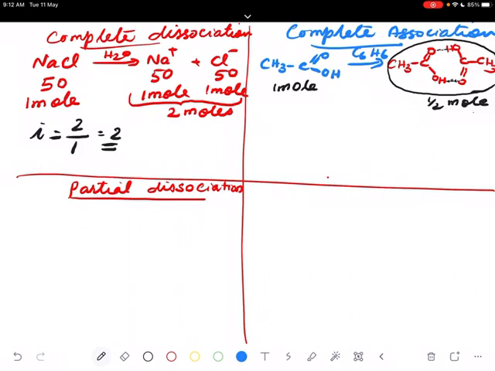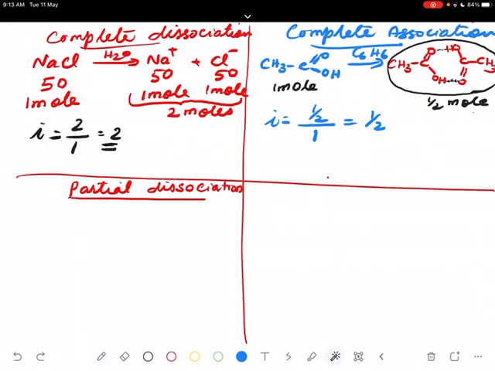So what is I? I is equal to total number of moles after association. Now all gone that side. Here nothing is there. All gone that side because complete association, all the molecules underwent association. So what was in the beginning? 1 mole. Now it is half mole. So after divided by before. So I is equal to half divided by 1, that is half. Total number of moles after association or dissociation divided by total number of moles before association or dissociation.